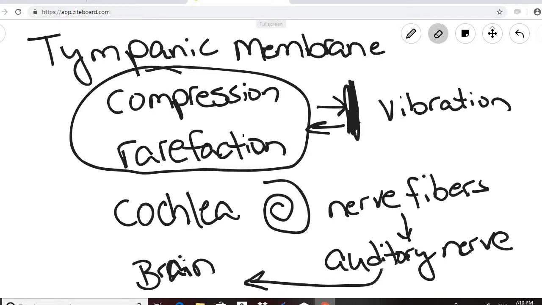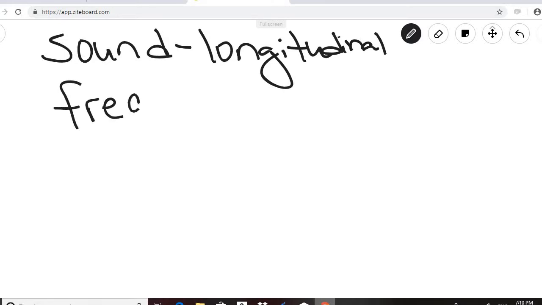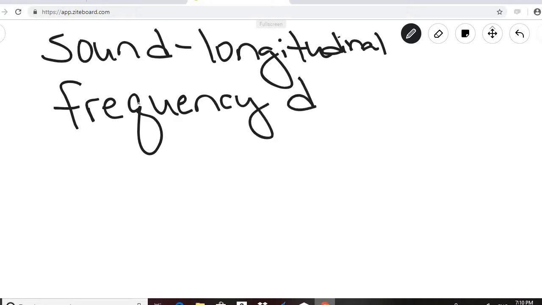So the basic things I want you to remember is that sound waves are longitudinal waves. Another thing that you should remember, that you should know about sound waves, is that the frequency of the sound waves determines pitch.